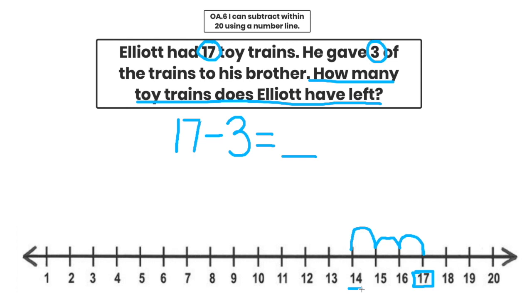But every good mathematician knows that we need to attend to precision, so we need to double check our work. So now I'm going to go back underneath each hop and count the amount of hops that I made just to make sure. So I hop 1 time, 2 times, and 3 times. And I definitely landed on 14. So the difference of 17 and 3 is 14. So Elliott had 14 trains left.